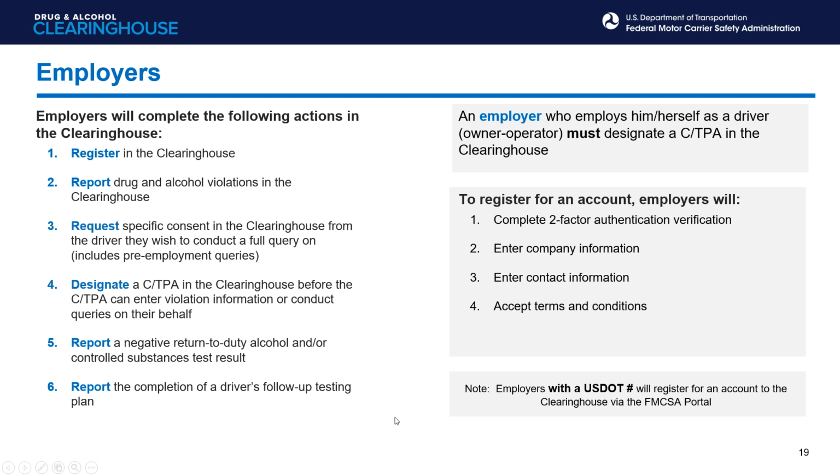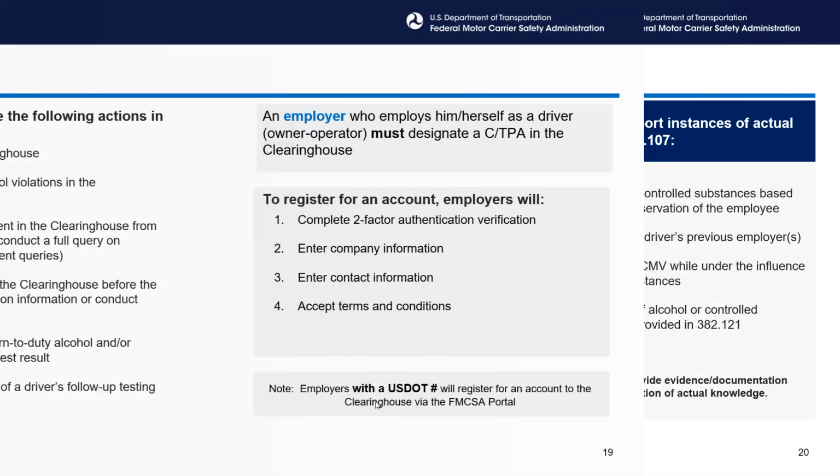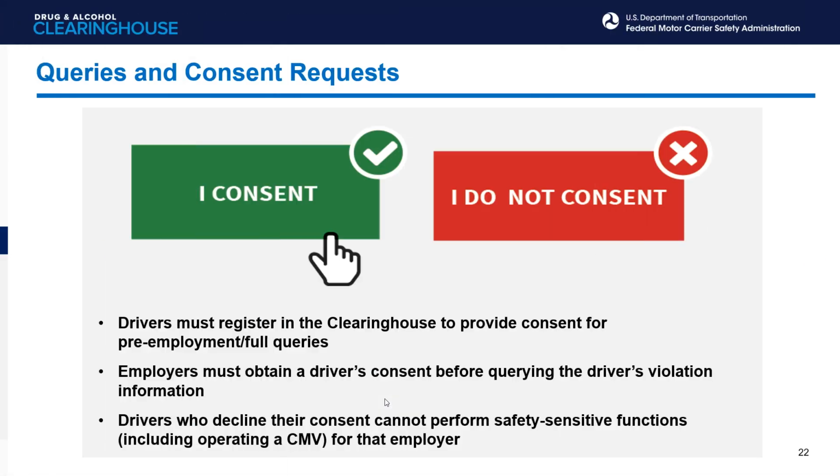These are the steps that you must complete in order to access the clearinghouse as an owner-operator. I do have a separate video in two parts that walks you through the process of how to complete the registration for an owner-operator, which must be initiated at the FMCSA portal and then continued on to the clearinghouse. Again, if you have any questions, please feel free to reach out to us.